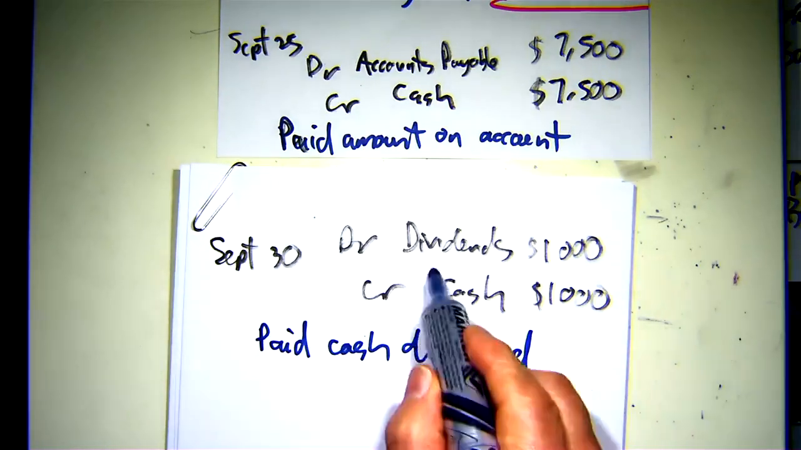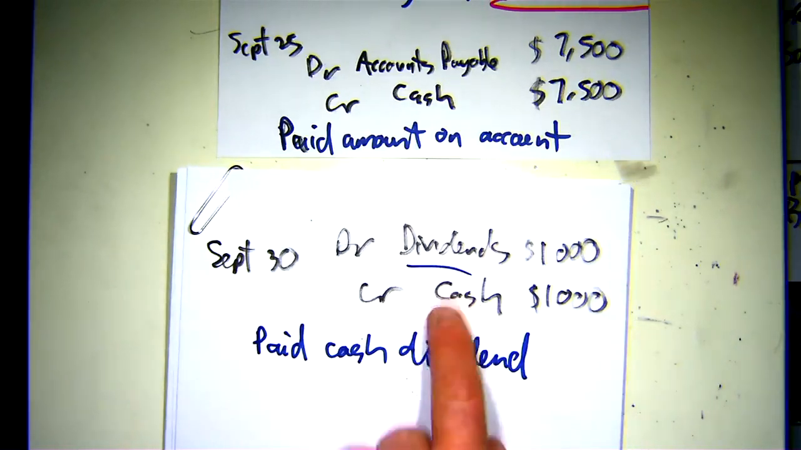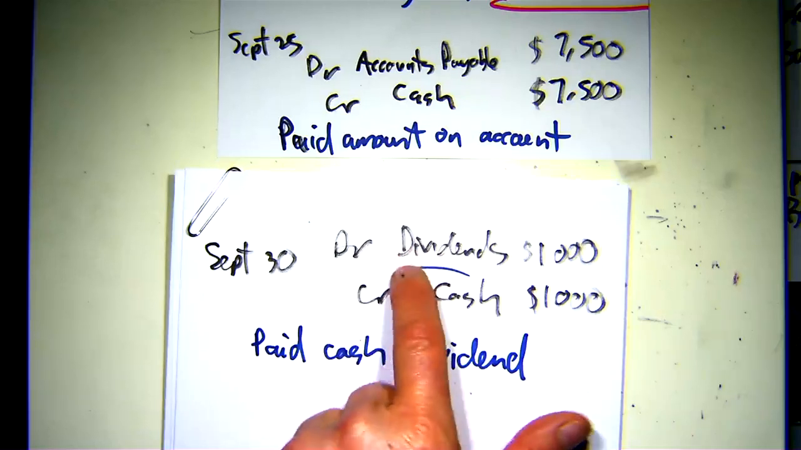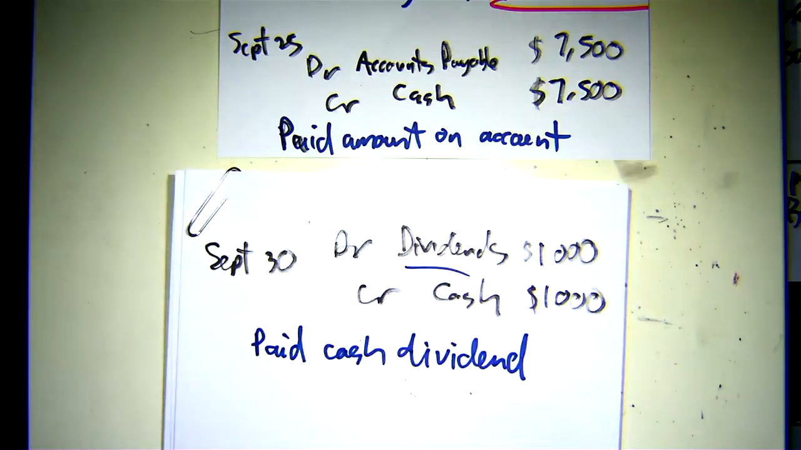This debit of dividends is simplified accounting. We'll look at it in more detail later on in the course when we cover the equity section of the balance sheet. So don't be too concerned. If you look in the textbook, you'll see dividend accounting gets more complicated, but we'll keep it simple because we're just getting used to these debits and credits. Okay, any questions on the journal entries?